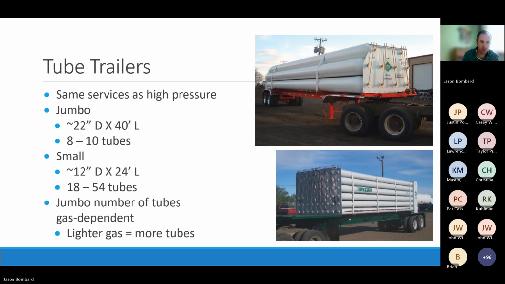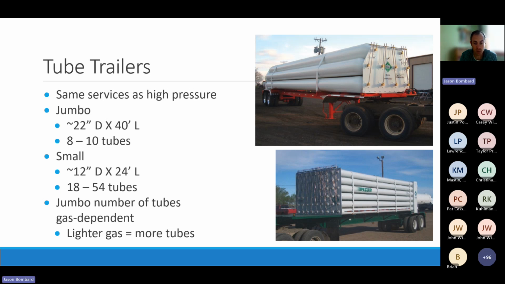Two main types of trailers that you'll see on the road are referred to as jumbos, which are the very large tubes, typically 22, 24-inch in diameter and 40-foot long. You'll see these with anywhere from 8 to 10 tubes. There might be a couple super jumbos that have 10 or maybe up to 12 tubes. And then the small tube trailers are the tubes are typically 9 to 12 inches in diameter. And these can be 40-foot long. A lot of them are only like 24-foot long.